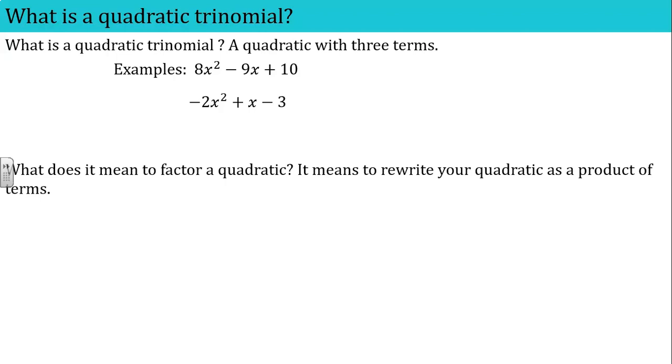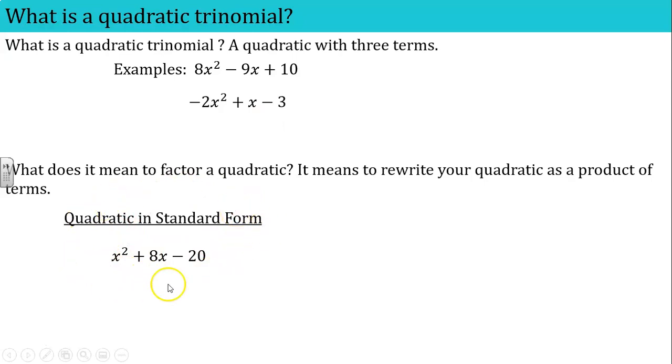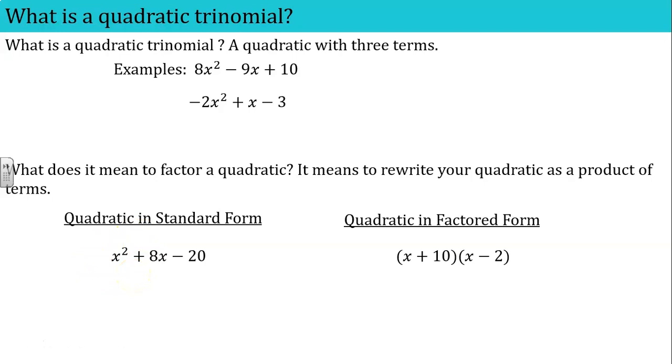Now we can talk about what does it mean to factor a quadratic? It means to rewrite your quadratic as a product of terms. So here's an example of a quadratic in standard form. So this is how you might be used to seeing them. The x squared term comes first, and then the x term, and then the constant term. If I wanted to rewrite this exact quadratic in factored form, it would look like this.